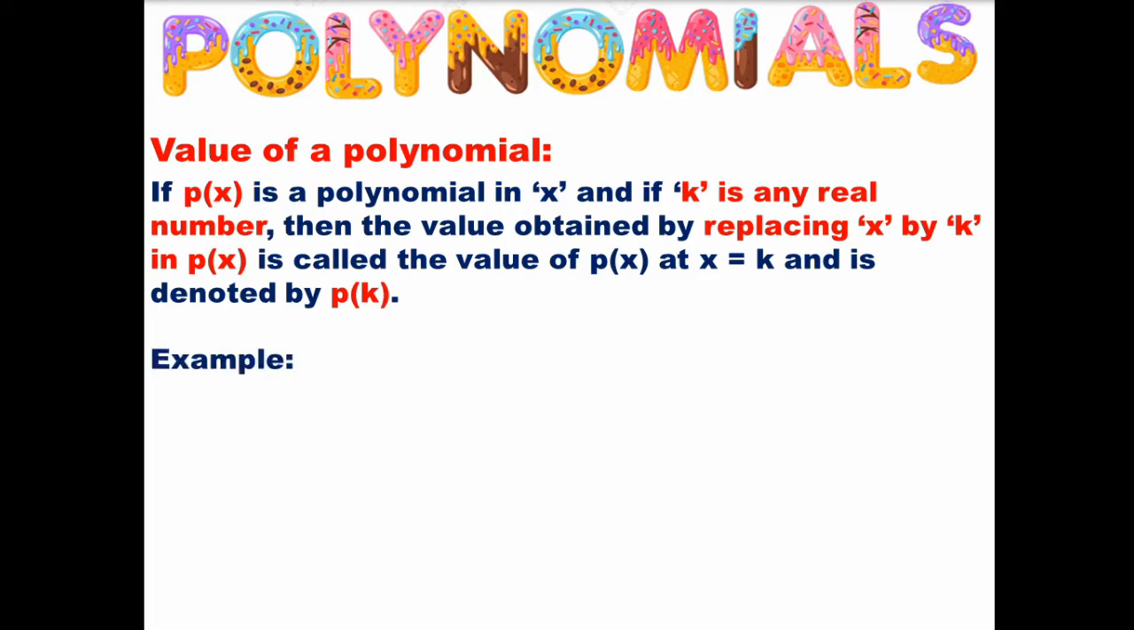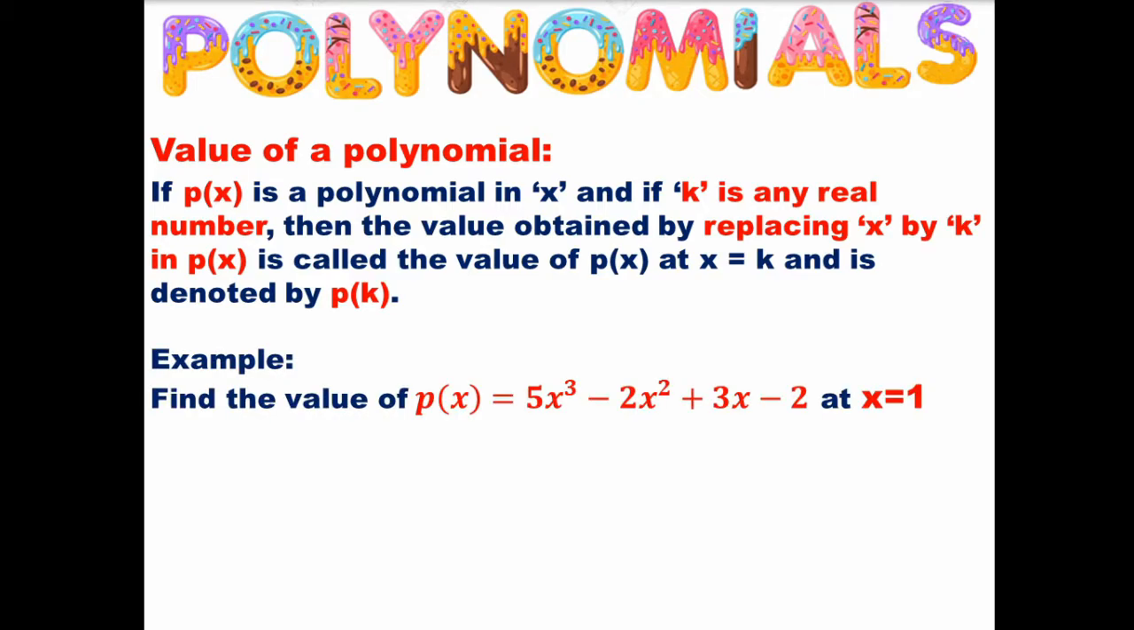That is, suppose you have a polynomial p of x equal 5x cubed minus 2x square plus 3x minus 2, and you are asked to find the value of this polynomial at the point x equal 1. Now what you have to do is just replace x by 1. Wherever you get x, you substitute 1 and simplify and get the answer. So that answer will be a number, and that number is the value of p of x at x equal k, right? And the symbol we give is p of k. So this is how we find the value of polynomial.